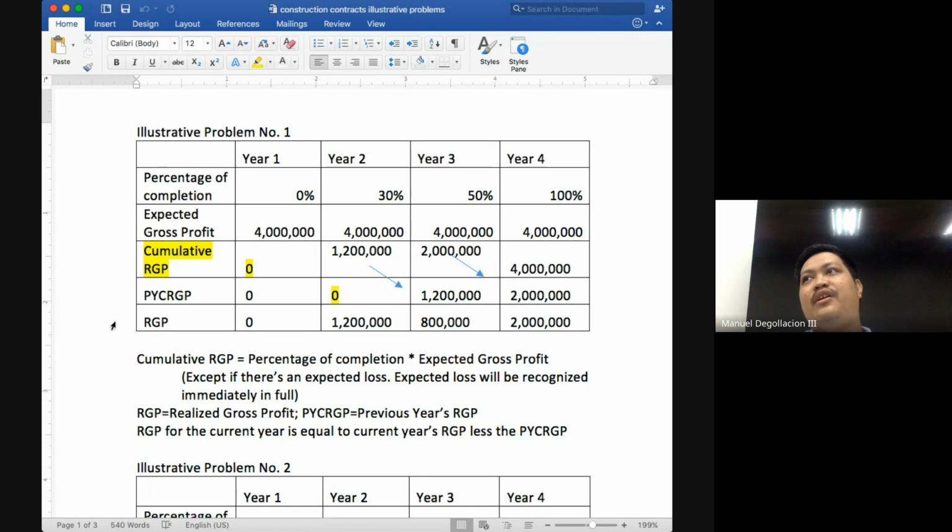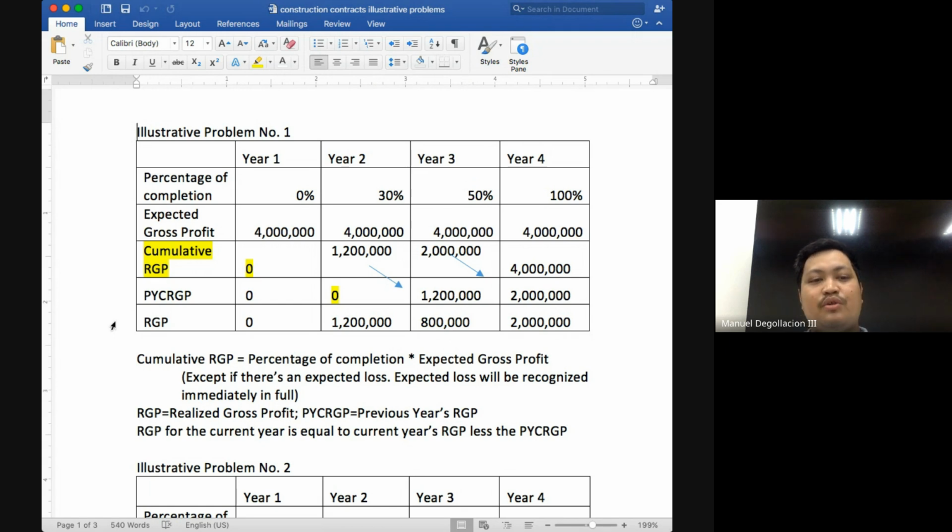Is that already the RGP for the year? Normally, that would not be the case. But for year 2, in this problem, that would be the answer already. Because supposedly, once we multiply the 30% and the 4 million, what do we get? We still get the cumulative RGP, and that is not yet your RGP for the year.